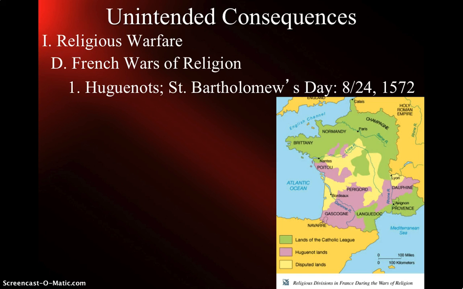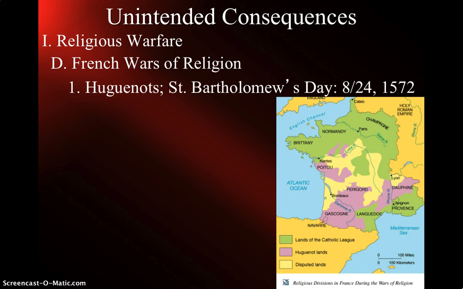But on St. Bartholomew's Day, which was August 24th, 1572, the French monarchy, in part pushed by the Queen Mother, moved to persecute the Huguenots. There essentially was a plan put into place to try and kill as many Huguenots as possible in France at a single moment. And that single moment became St. Bartholomew's Day in August 1572.